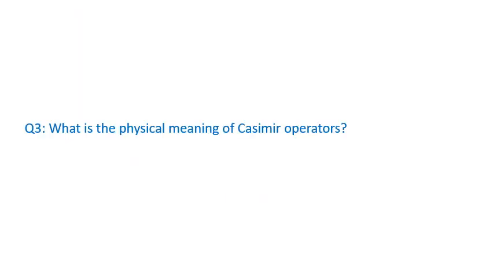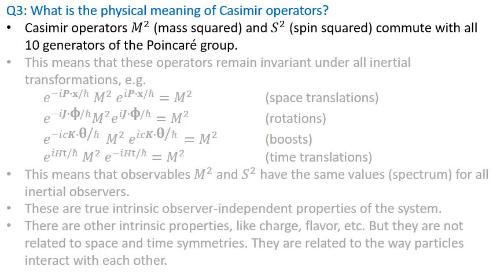What is the physical meaning of Casimir operators? We already know that Casimirs, by definition, are operators commuting with all 10 generators of the Poincare group. The Poincare group has only two Casimir operators, mass squared and spin squared. Of course, any function of these two operators also commutes with all Poincare generators, but m squared and s squared are the only two independent Casimirs.